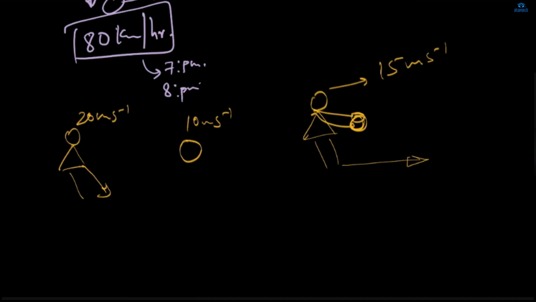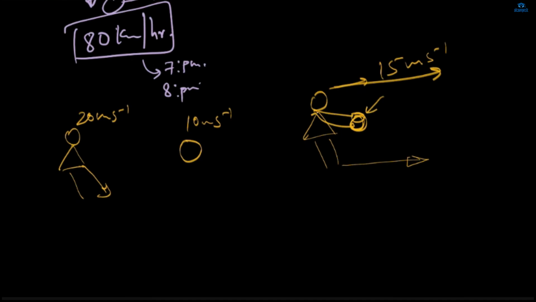Will the ball have a different velocity even if it is in your hand? No, ma'am. Otherwise, your hand will get disconnected. You are having the ball in your hand, right? Can it travel with some velocity other than your velocity? No. It means the ball is having the same velocity as you are having.